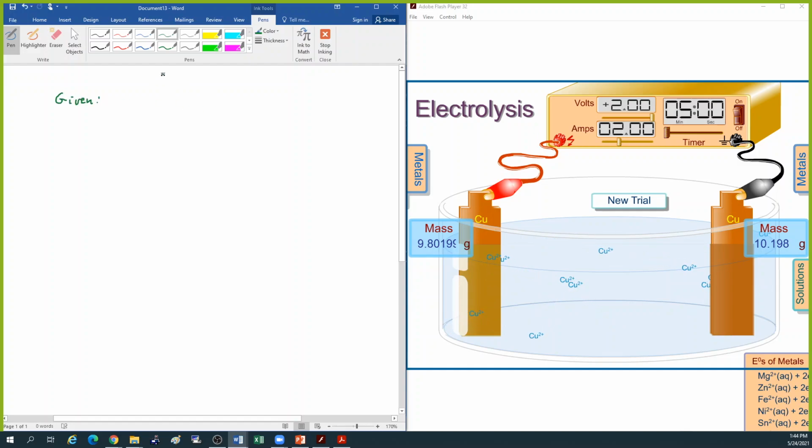So given that we are running 2 amps of current for 5 minutes, the question is, what mass of copper is, we could say, reduced, or we could say plated, or there's a lot of ways we could say the question. But the essence of it is this: we have to put the numbers together in what's a pretty simple dimensional analysis problem. So I'm going to start with the time, which is in minutes.